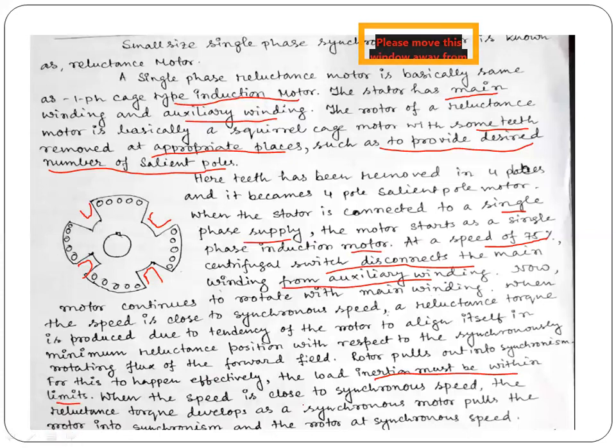And when the speed is close to the synchronous speed, the reluctance torque develops as the synchronous motor pulls the rotor into synchronism. That means due to the reluctance torque, the induction motor will now behave as a synchronous motor. It will achieve the synchronous speed due to the effect of reluctance torque, and the rotor will achieve the synchronous speed. So that is the basic difference between the reluctance motor and the single phase induction motor.